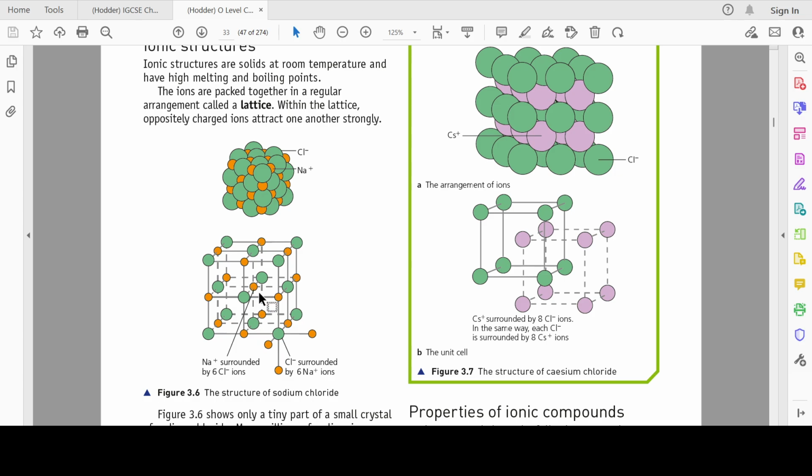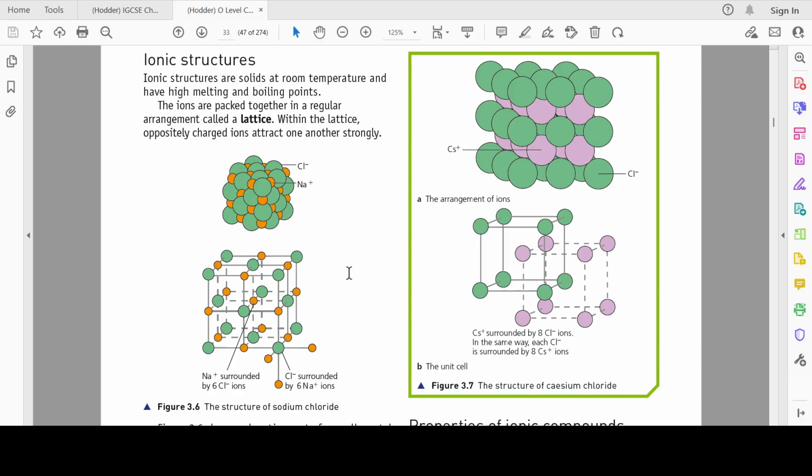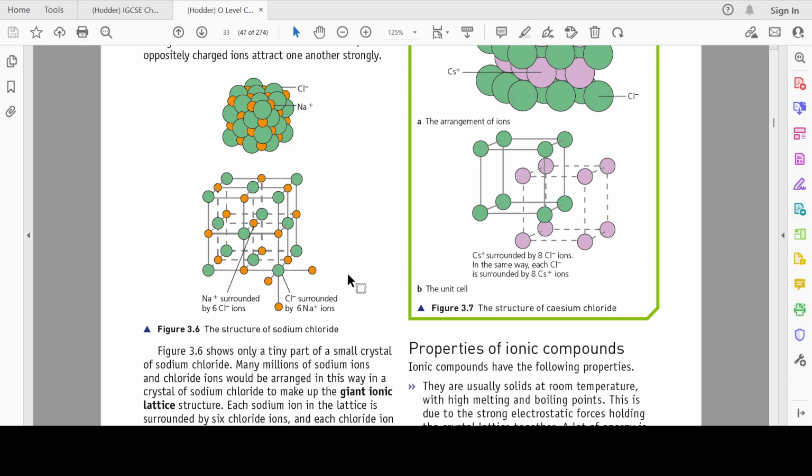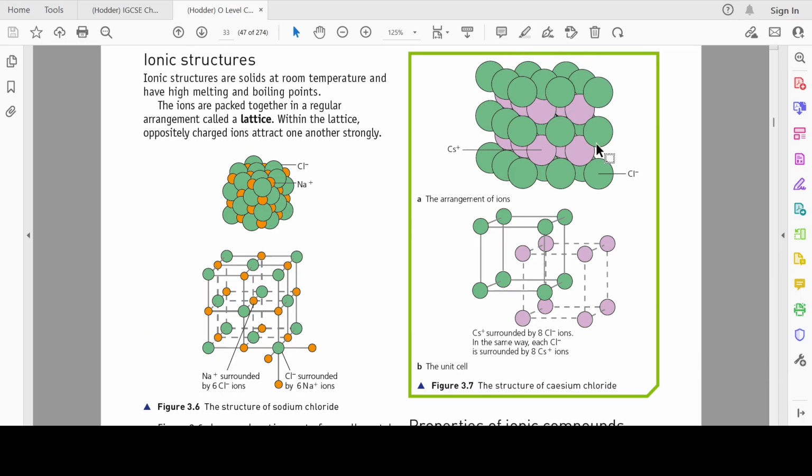And similarly, you take any sodium and you can see that there are 6 chlorines around it. So this is the kind of structure, a giant lattice, that is formed for ionic compounds. Over here, this is another ionic compound, cesium chloride. And you can see that it's kind of similar.